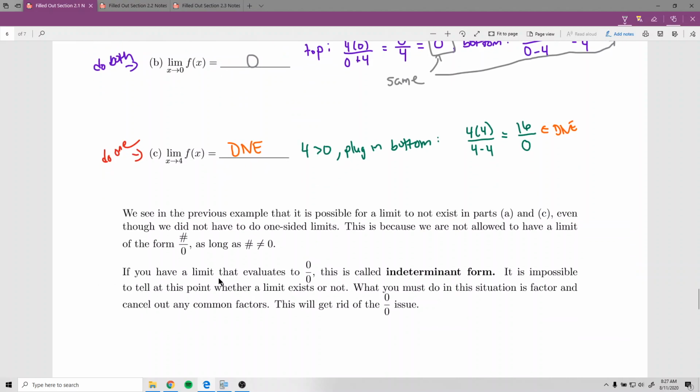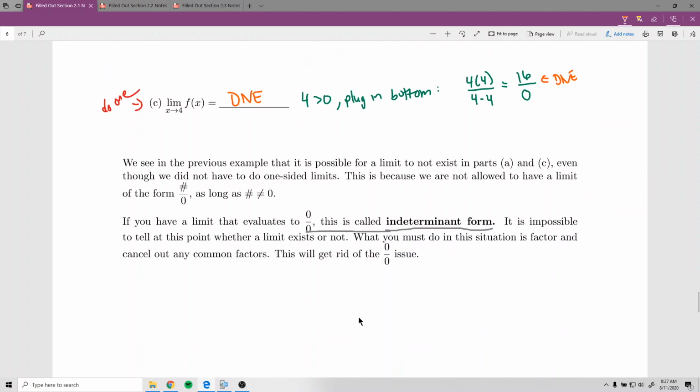Here's the one special thing that will be true throughout this class when we do limits. If you have a limit that evaluates to 0 over 0, this is a special form called indeterminate form. And what that means is you can't determine what the limit is. It is impossible to tell whether a limit exists or not if you have 0 over 0, but we can figure it out. What you must do in this situation is factor and cancel out any common factors. This will get rid of the 0 over 0 issue.